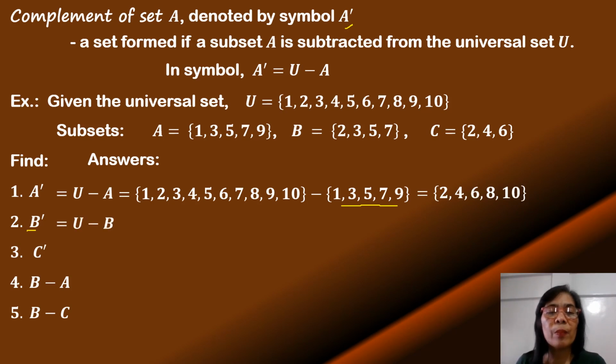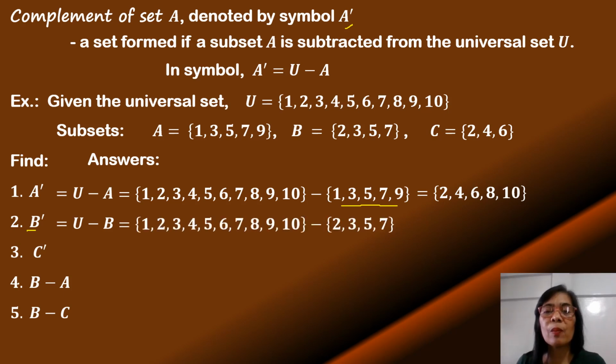The complement of B is the universal set minus set B. So this is the universal set, and set B has elements 2, 3, 5, 7. Again, the complement of B, we are going to deduct all these elements from the universal set. So the universal set less this 2, 3, 5, and 7. So what is left is the set containing the elements 1, 4, 6, 8, 9, and 10.